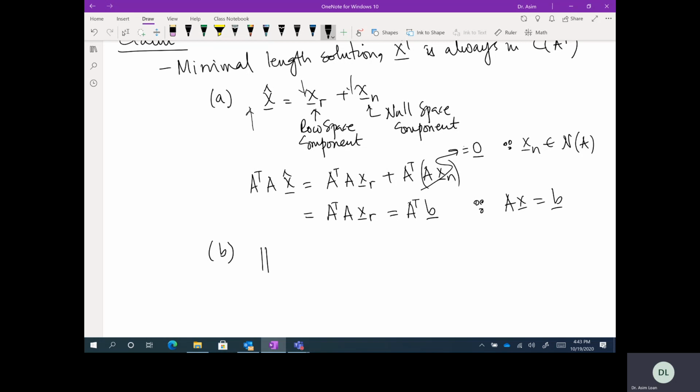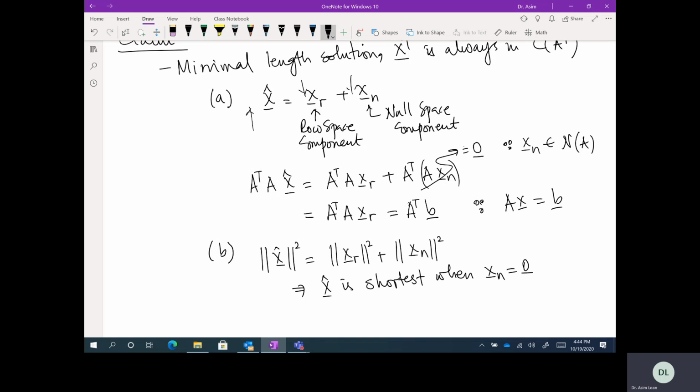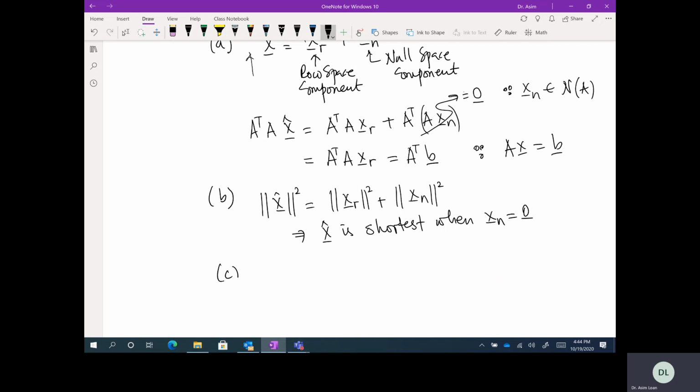Also, if I find the norm square of the minimum solution x hat, this would be simply the norm square of this one plus the norm square of this one, right? So this implies x hat is shortest when xn equals 0. And xn equal to 0 simply means all columns are independent.